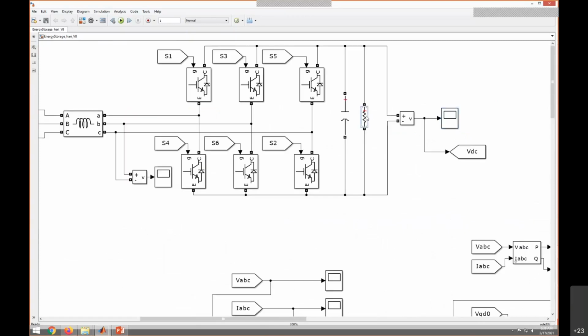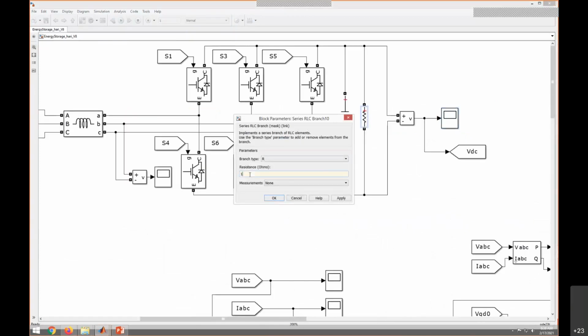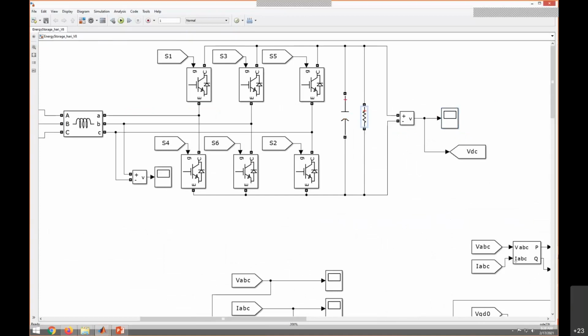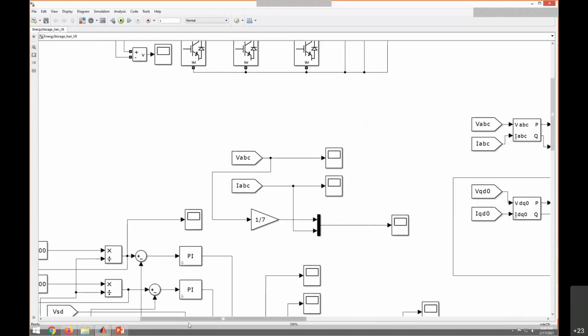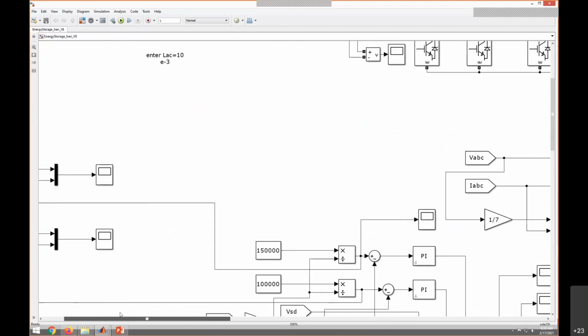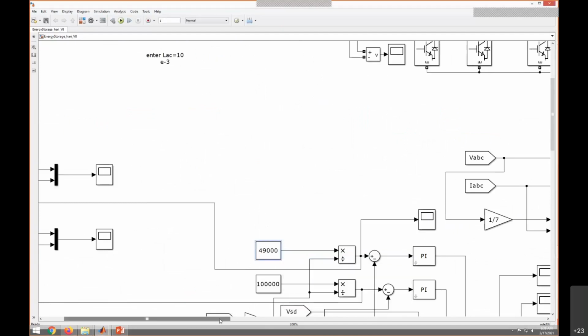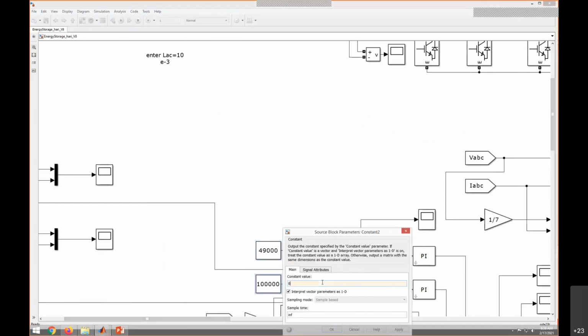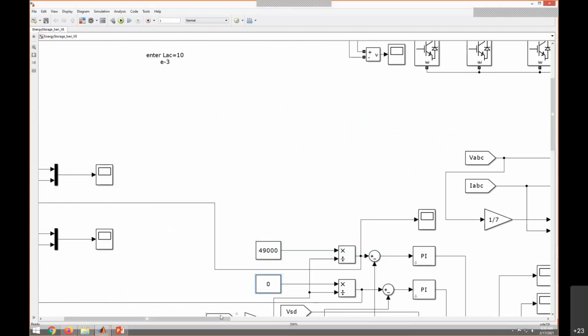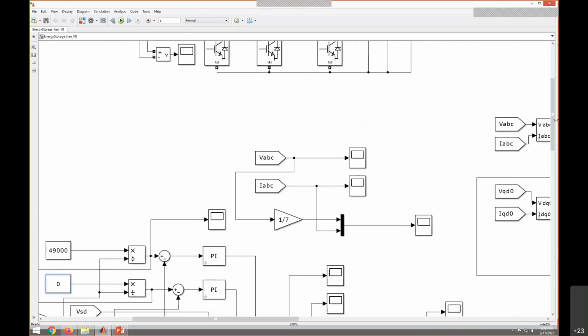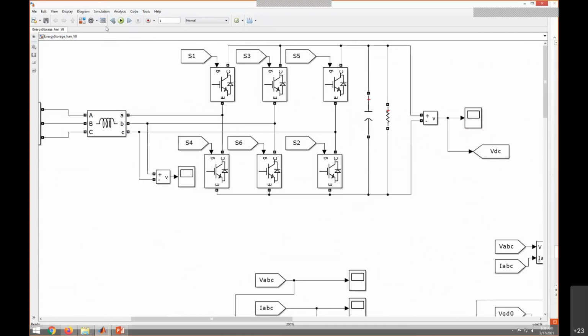So for example, if I change this resistance to 10 ohm, and instead of that I change the power to 49 kW, and in that case I make the reactive power 0. So now you are supposed to get 700 volts across that. We'll see whether you get 700 volts or not.